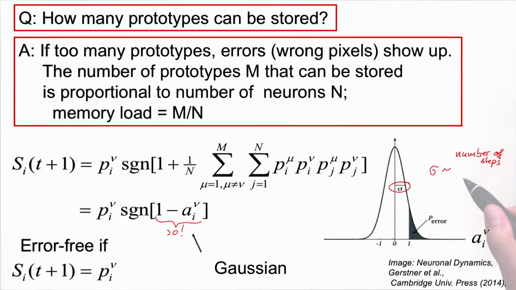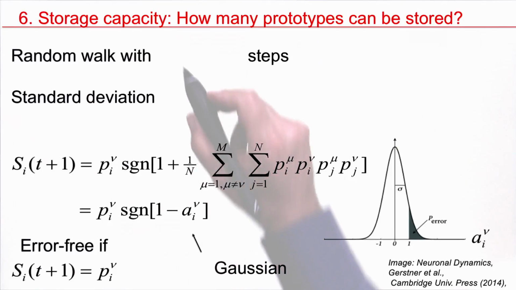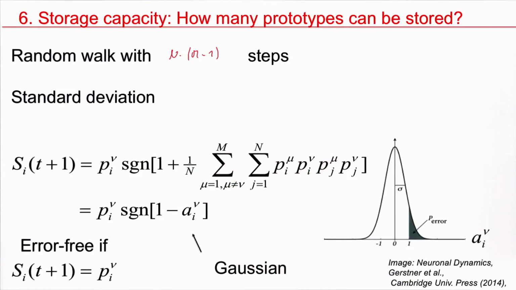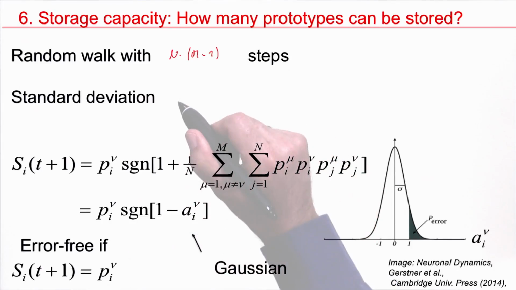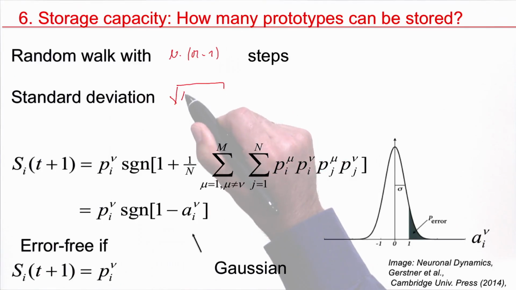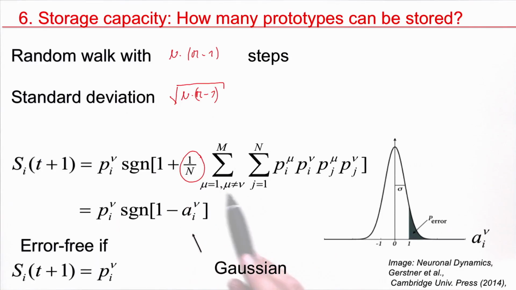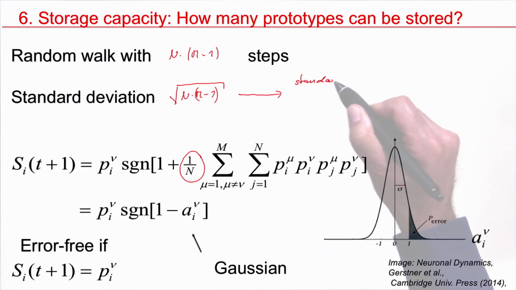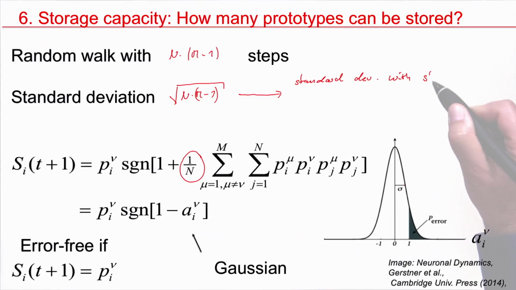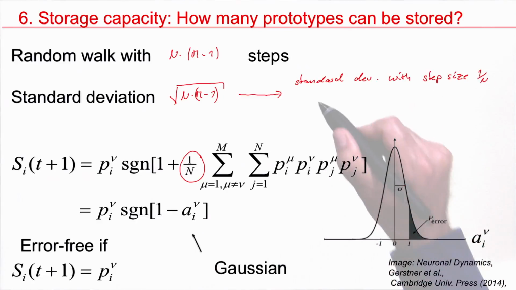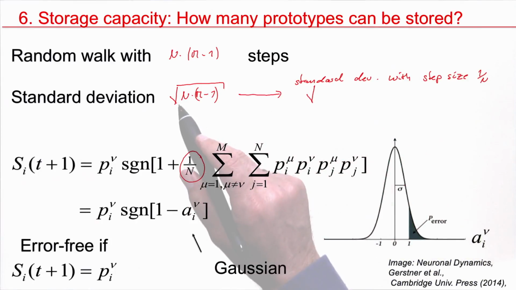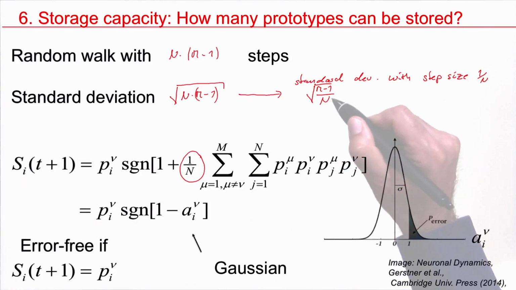How many steps do we have? Well, we have n times m minus 1 steps. So with a random walk with n times m minus 1 steps, the standard deviation is proportional to the square root of the number of steps, but then I have a factor 1 over n in front. So I want a to be smaller than 1, which means the standard deviation has to be small. The standard deviation with step size 1 over n is 1 over n times the original standard deviation, which basically makes the square root of n times m minus 1, over n.